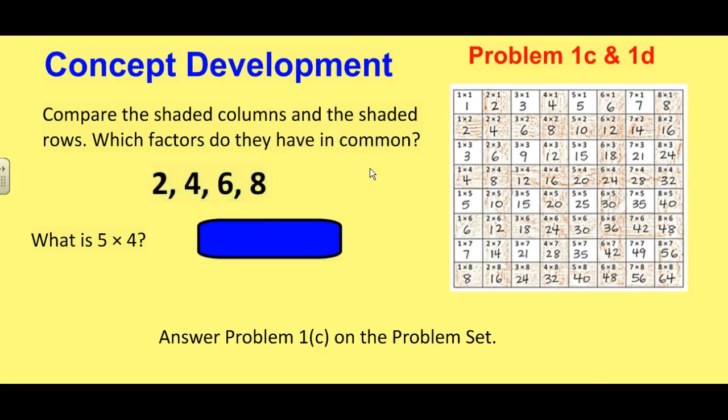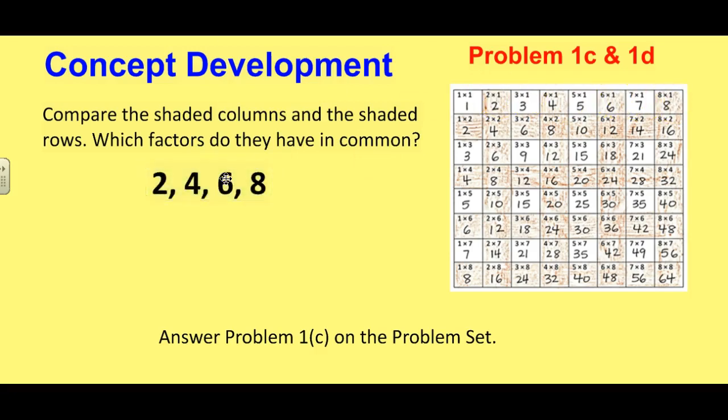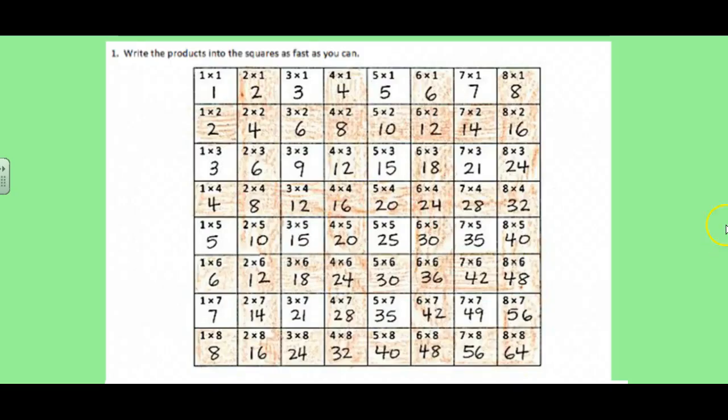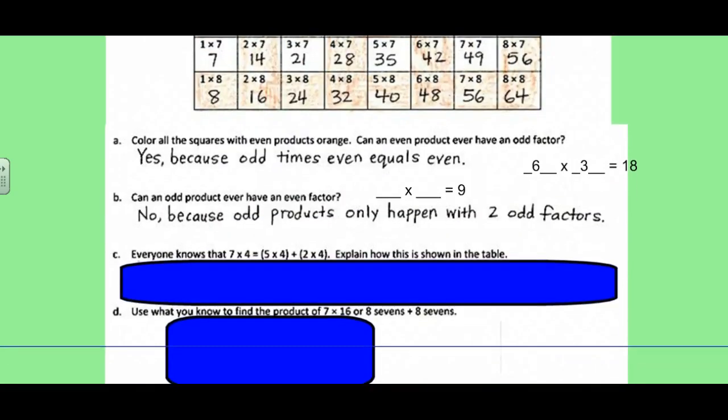Okay, the factors that they have in common are 2, 4, 6, and 8. So you're going to look at problem 1C on your problem set now, and you are going to complete that. Whenever I scroll through here and find 1C, the question says, everyone knows that 7 times 4 is equal to 5 times 4 plus 2 times 4. So they used the distributive property and they broke 7 times 4 into 5 times 4 and 2 times 4 because 5 and 2 make 7.